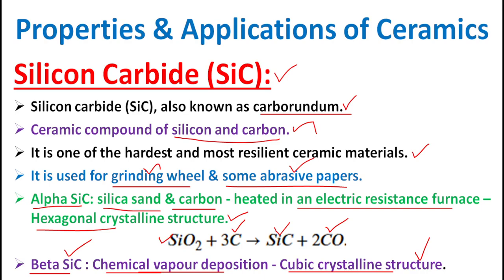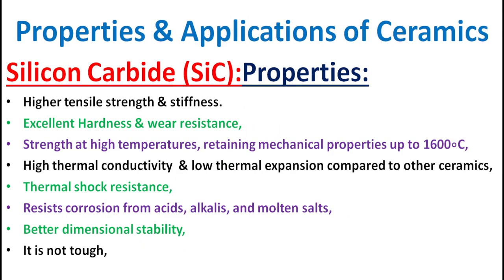It is a very hard material. The main properties of silicon carbide are higher tensile strength and stiffness, and excellent hardness and wear resistance. It is mainly used in high strength and high loading applications. It retains its mechanical properties up to 1000 degrees Celsius, with high strength at high temperature, and can withstand up to 1600 degrees Celsius under mechanical load and heating.